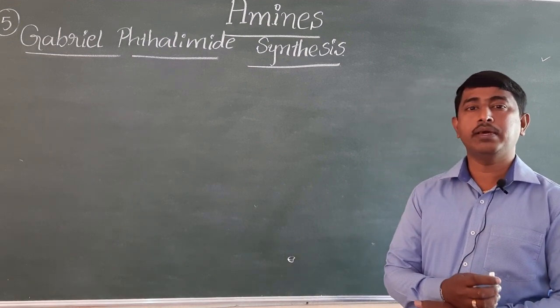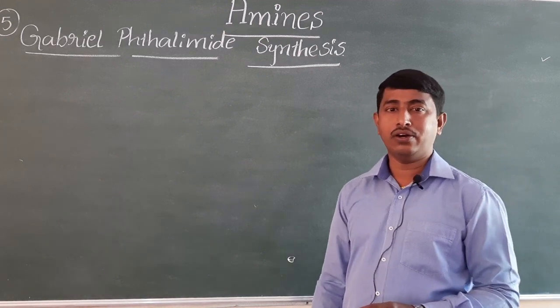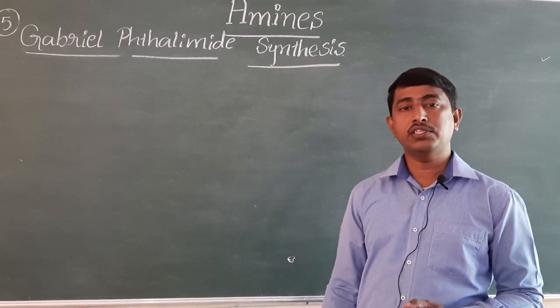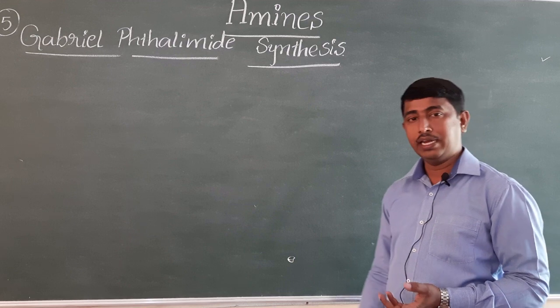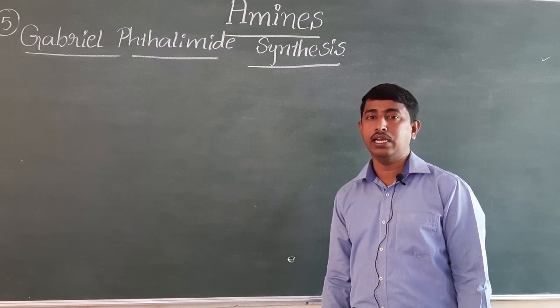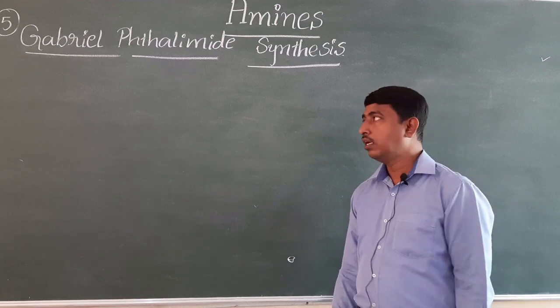Third method, that is by the reduction of amides. Amides are the organic compounds obtained from carboxylic acid. Reaction of carboxylic acid with ammonia gives you an amide, an acid amide, and when that amide is reduced using lithium aluminum hydride, again we will get a primary amine.